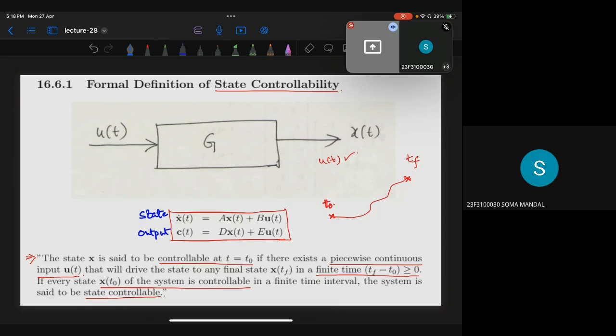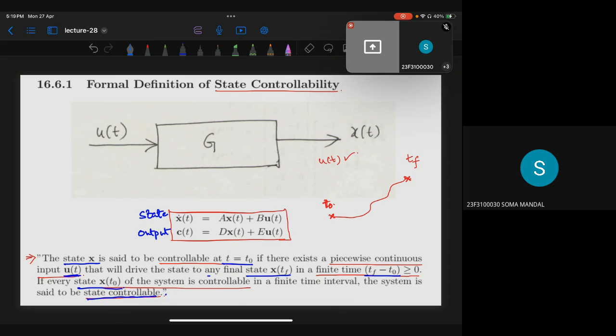In general, the standard definition for controllability is like this, you can read this. The state x is said to be controllable at t equal to t naught if there exists a piecewise continuous input u of t that will drive the state to any state x of tf in the finite time tf minus t naught. If every state x of t naught is controllable in the finite interval of time, then the system is said to be state controllable.